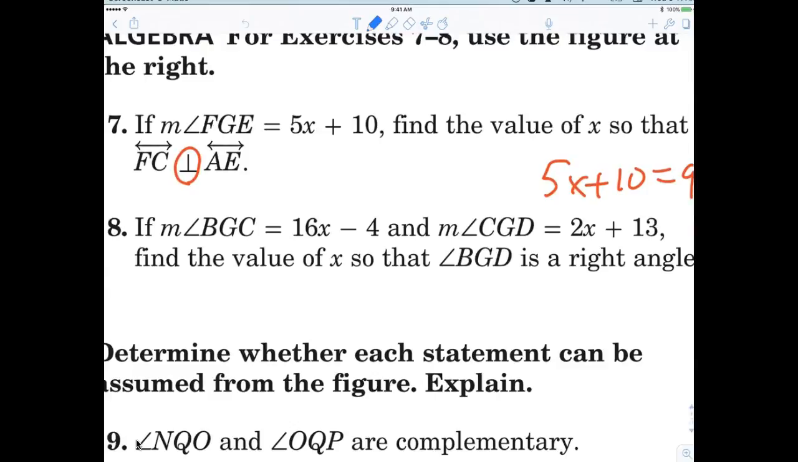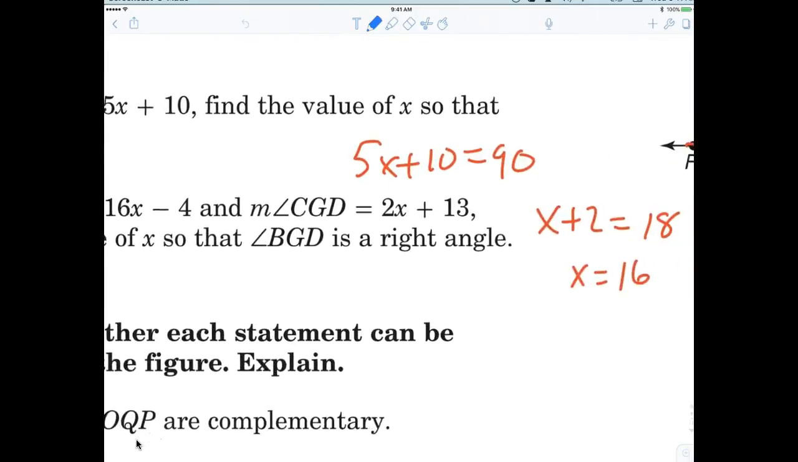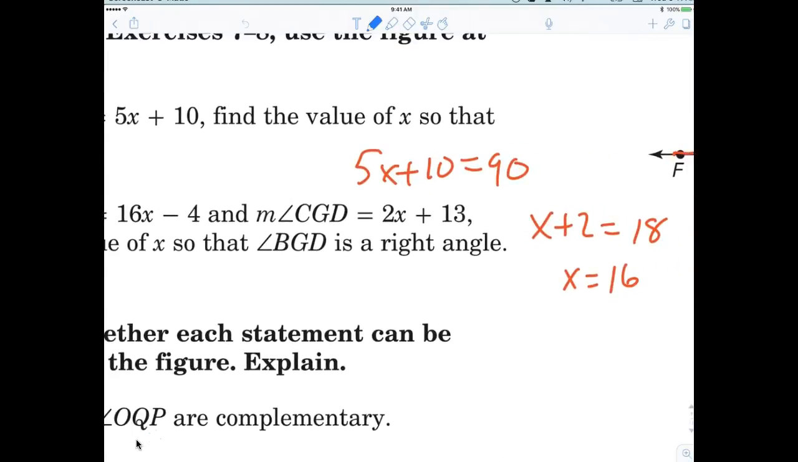All right, did you understand this symbol? That means perpendicular. And so that means just that the angle forms a right angle, which is 90 degrees. You good with that now? So it'd just be 5x plus 10 equals 90.